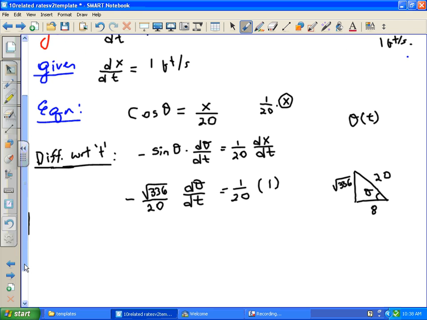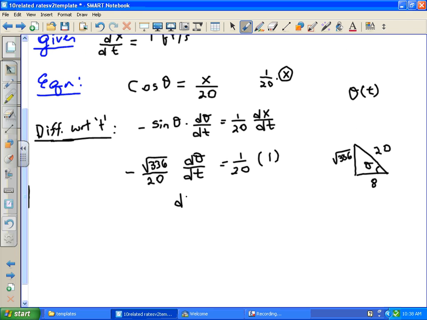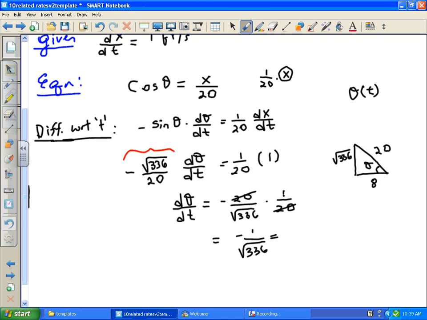And finally, to solve for d theta dt, when you're dividing by this fraction on both sides, it's going to appear on the other side as the reciprocal fraction. So it's going to appear as negative 20 over root 336 times 1 over 20, and the 20s cancel exactly. So what is negative 1 over root 336? That is going to be the rate of change of that angle per unit of time.